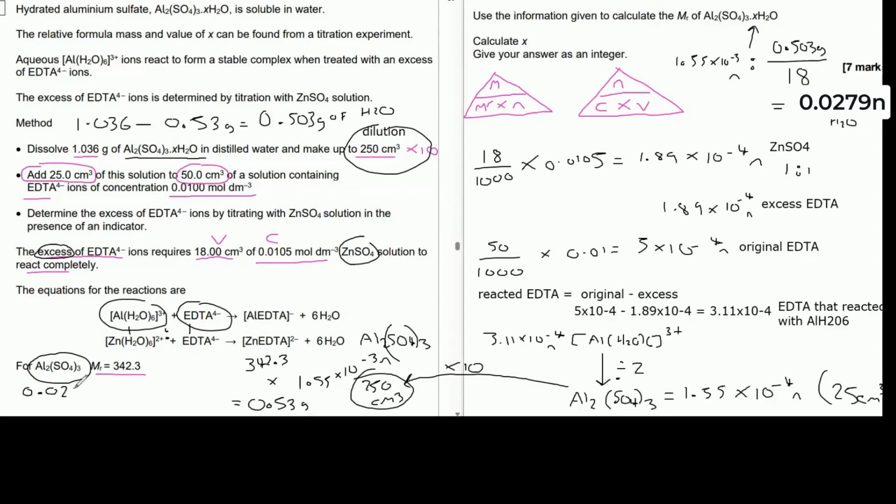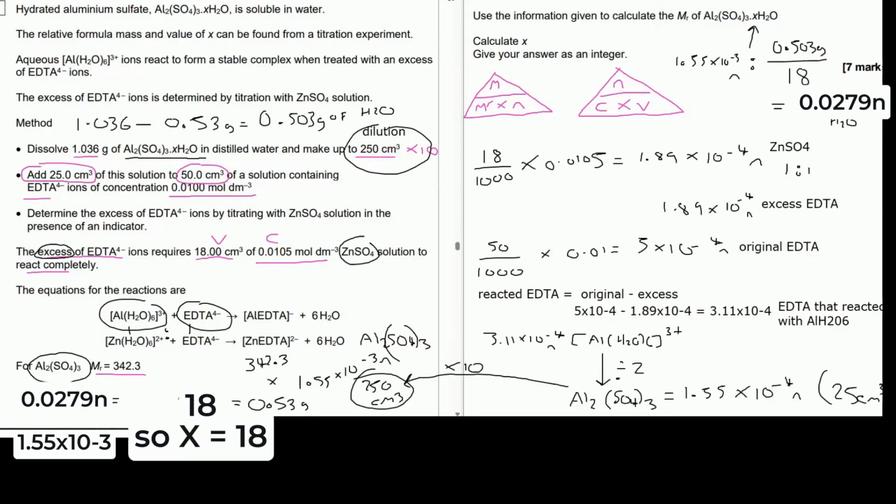So 0.027, I've got more moles of water than I have aluminium sulfate, because this is 1.55 times 10 to the minus 3. And then let's see what that ratio is. So I'm going to go 0.027 divided by 1.55 times 10 to the minus 3. And yeah, we get roughly 18.